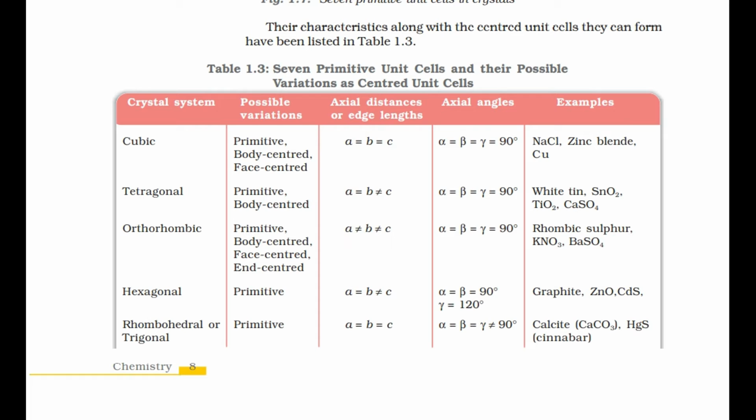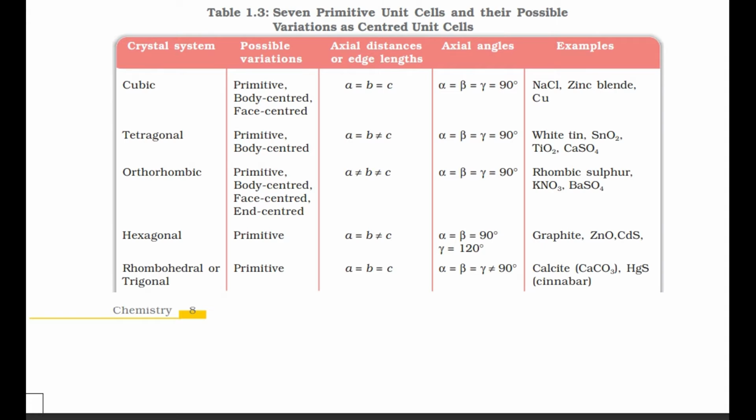The axial distances or edge lengths are equal: a equals b equals c. Their axial angles are also equal, and all the angles are equal to 90 degrees. And the examples of cubic crystal system are NaCl, sodium chloride, zinc blende, and copper. Now next is tetragonal crystal system. The possible variations are primitive and body-centered.